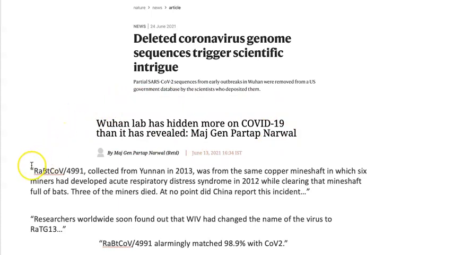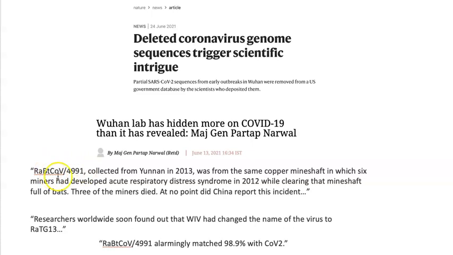So in this particular case, they took this particular virus, Ra-BT-CoV-4991, which was collected in Yunnan province, which is thousands of miles from Wuhan, from the same copper mine shaft in which 6 miners had developed ARDS. 3 of the miners died. And so this is significant because what was discovered later on was that this virus, which is alarmingly similar to SARS-CoV-2, killed some of these individuals back in 2013.